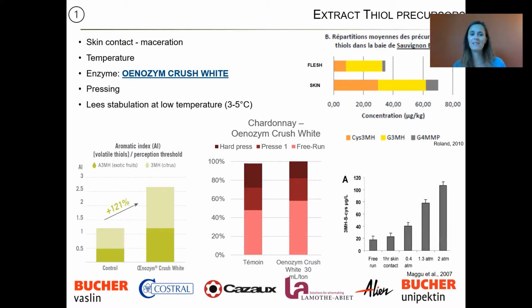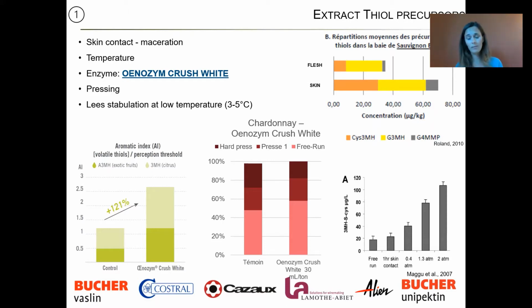And then there is the lees stirring at low temperature. That's something that can be done. These precursors are more present in the lees. So lees stirring means you hold your tank of juice with your lees and you mix them, you keep them in suspension for a few days.